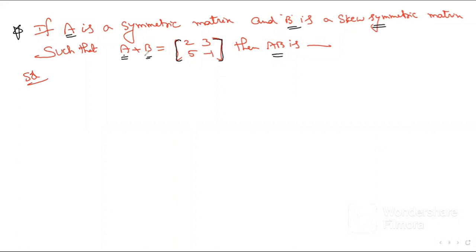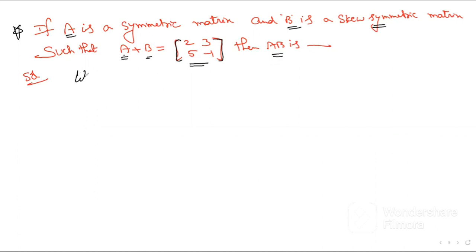Okay, now let us explain the next question. In the statement, A is a symmetric matrix and B is a skew symmetric matrix, and also one condition is given: A plus B is equal to the square matrix [2, 3; 5, -1]. Then find out the AB value. A is a symmetric matrix, B is a skew symmetric matrix. One property is there: any square matrix can be expressed as the sum of a symmetric and a skew symmetric matrix.